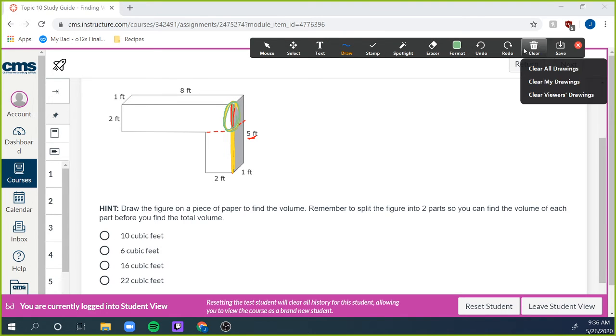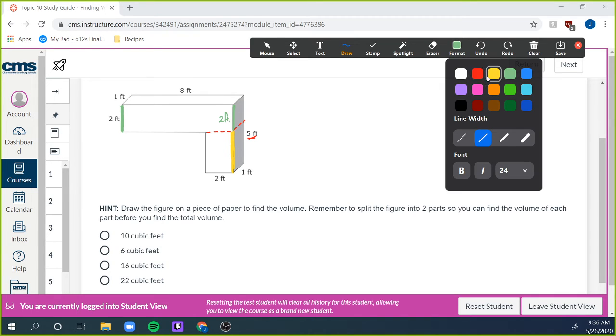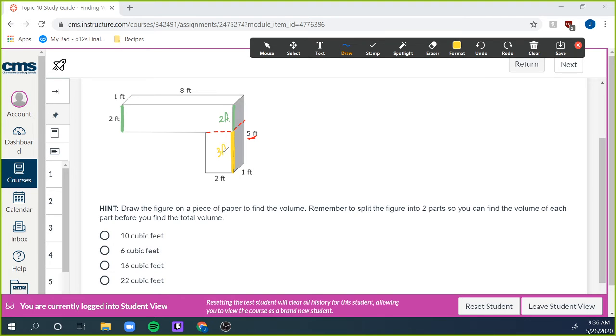Let me erase that real quick. I know that that section right there is the same thing as this section right here. So I know that this is 2 feet. So if this entire line is 5 feet, I know that this bottom line then has to be 3 feet. So I know that this section has a height of 3 feet.